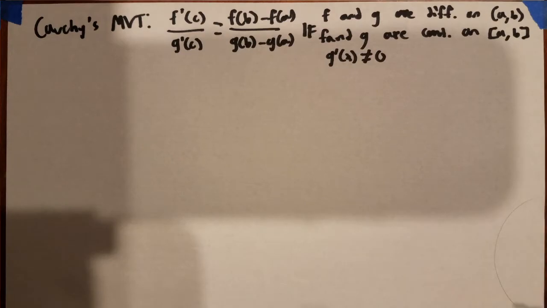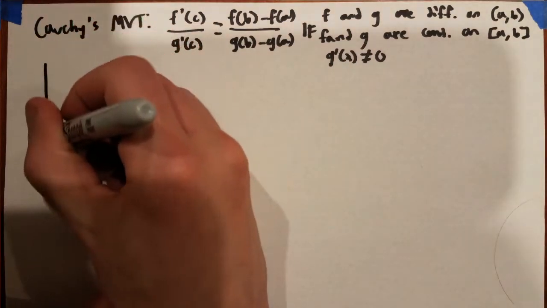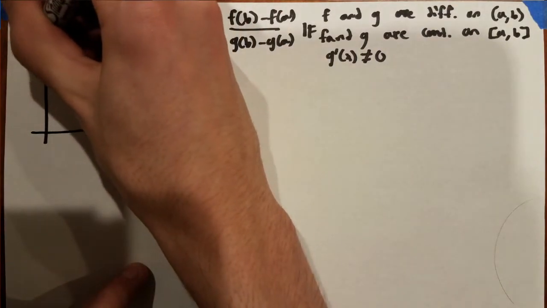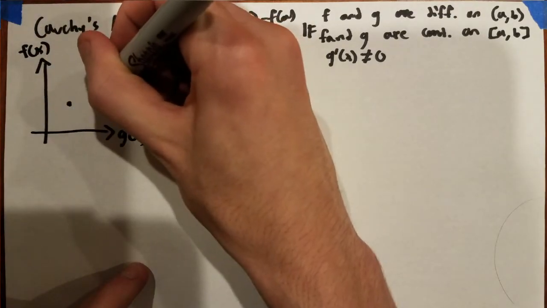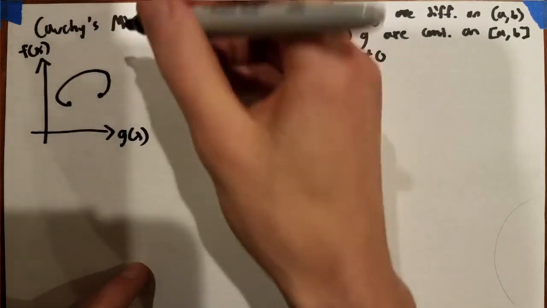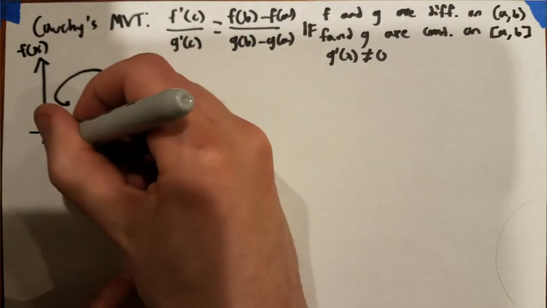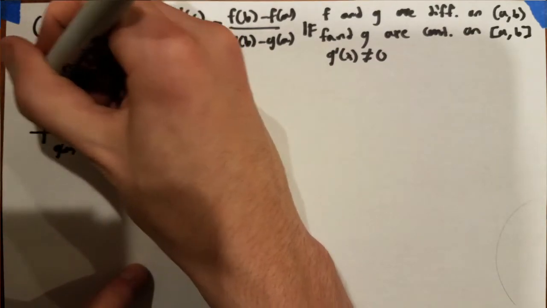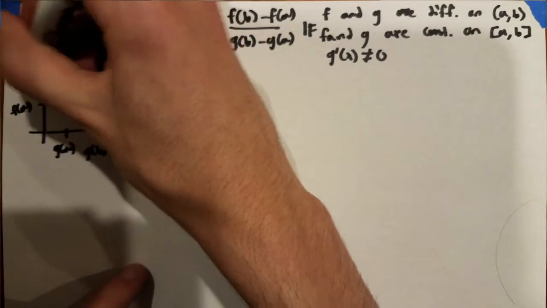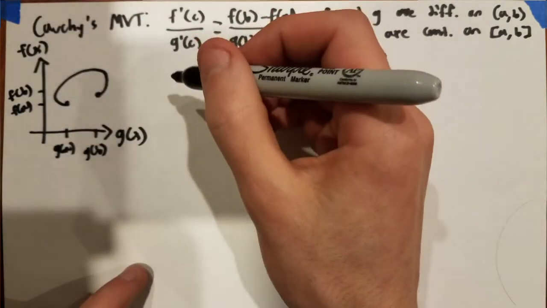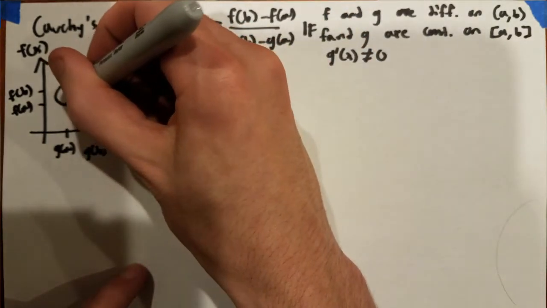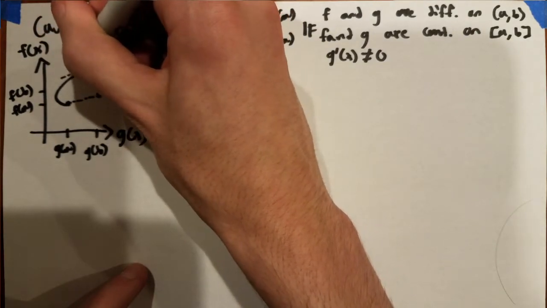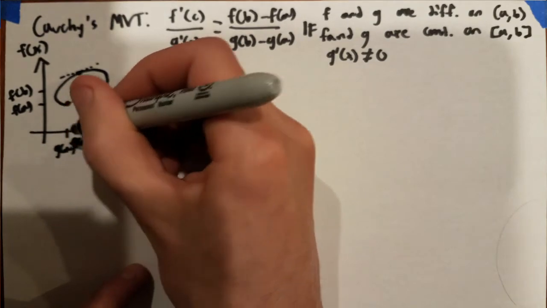Before we go any further, let's think about this graphically. If you have our two axes right here, this is going to be g of x, this is going to be f of x, and we'll just choose two random points and connect them. This right here is going to be g of a, and this right here is going to be g of b. And then we have f of a and f of b. Cauchy's mean value theorem guarantees that this average rate of change between these two points is going to equal the instantaneous rate of change at some point c. So this would mean that this is g of c and this is f of c.